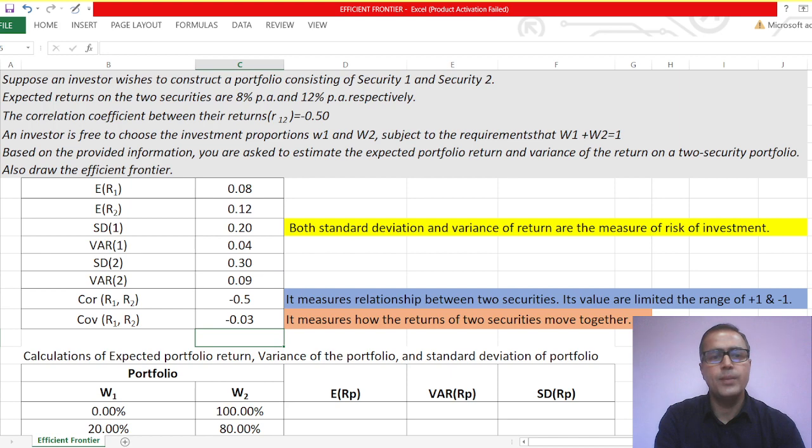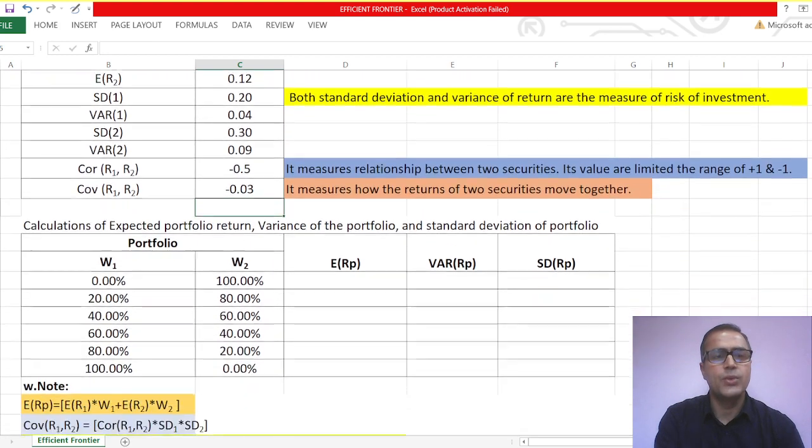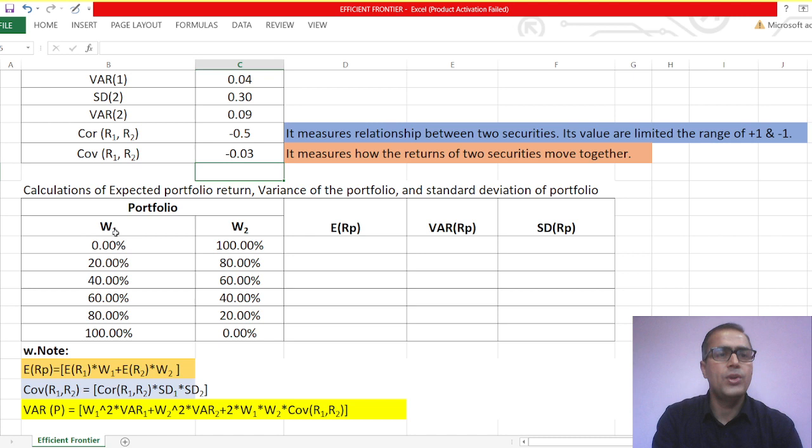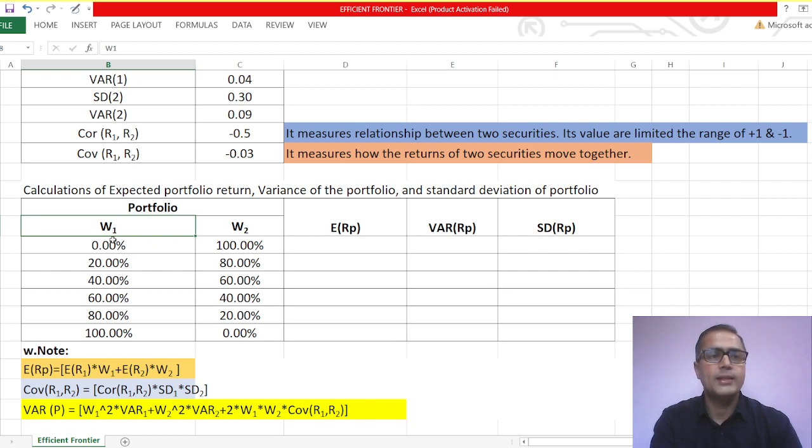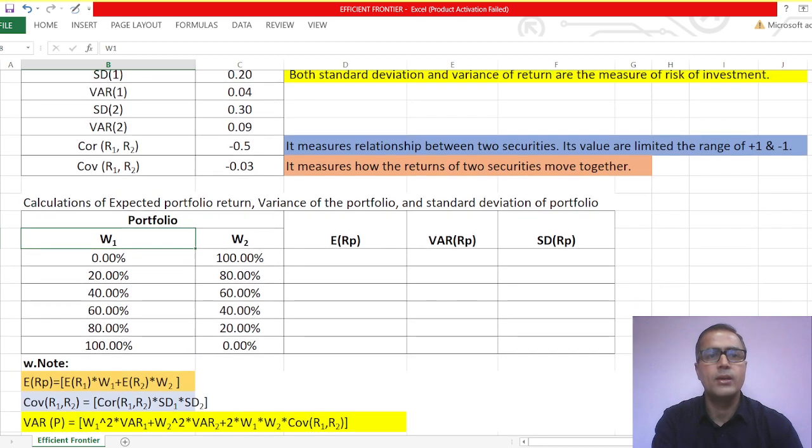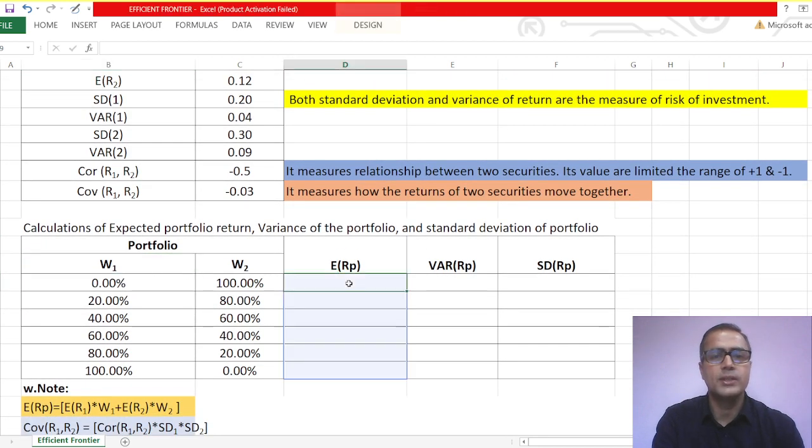Now let's move to the other calculations. In the portfolio, this is the proportion of investment in 1 and this is the proportion of investment in 2. Let's see, you are investing 0% in 1 and 100% in 2. Similarly, 20 and 80%, 40 and 60, 60 and 40, 80 and 20, and lastly 100 and 0%. At first we need to find the expected portfolio return.